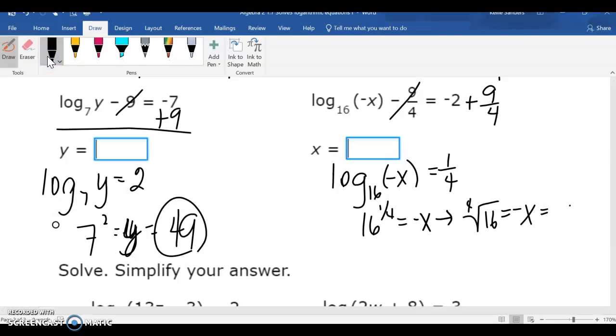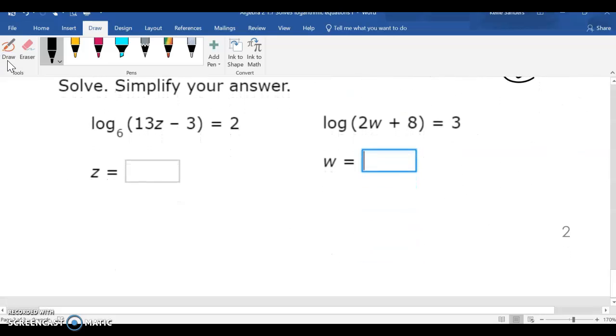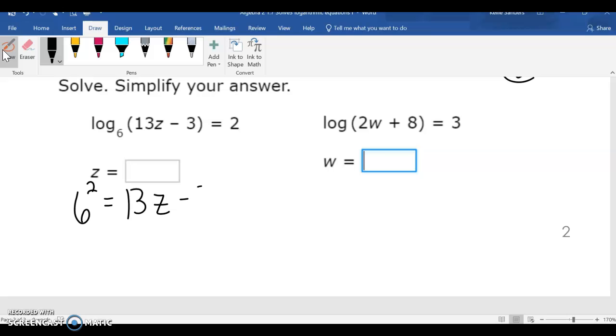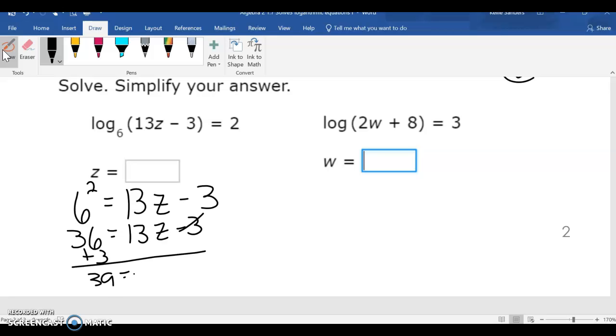Okay, so 2 equals negative x, so x is negative 2. Six squared equals 13z minus 3, which is 36 equals 13z minus 3. Add the 3 and get 39. Divide by 13, and z equals 3.